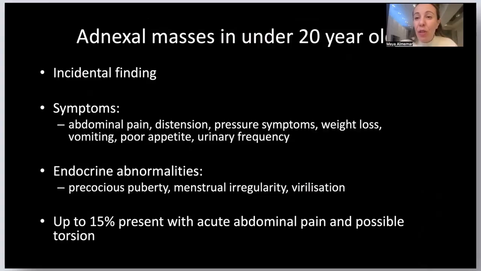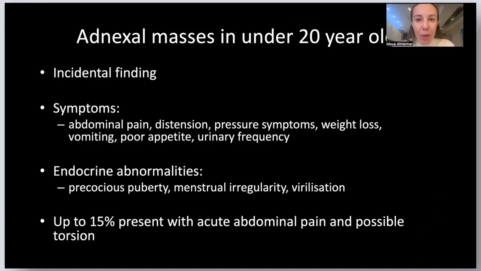Adnexal masses in under 20-year-olds tend to be a relatively incidental finding, often because you're doing a scan for another reason. But of course, young people will present with symptoms that may lead you to do a scan that are often very similar to adult women, so abdominal pain, pressure symptoms, urinary frequency. But due to the nature of the type of adnexal lesions we see, you're also more commonly going to see endocrine abnormalities such as precocious puberty, menstrual irregularity, or virilization. So you may see virilization, for example, due to raised testosterone from a Sertoli-Leydig cell tumor. And as we said before, many may present acutely.